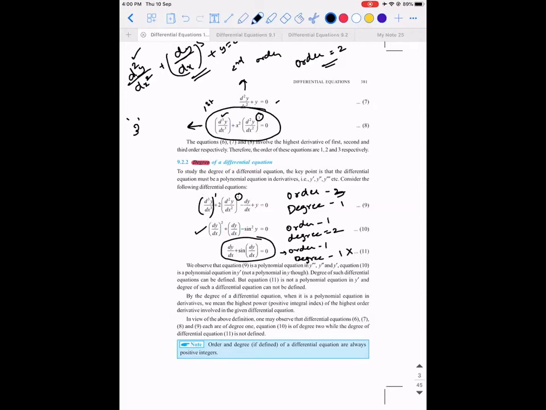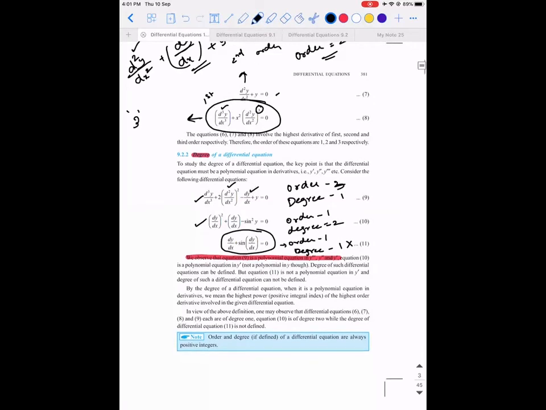I'll explain why it is so. Okay, we need to read an important point. So, order is defined for all differential equations. While you're trying to define the degree for a particular question, there are some important checkpoints to be looked after. Let me read out what is given. We observe that equation 9 is a polynomial equation in y triple dash, y double dash, and y dash. And equation 10 is also a polynomial in terms of y dash, the first derivative. So, the degree of such differential equations can be defined. Make a note of it.